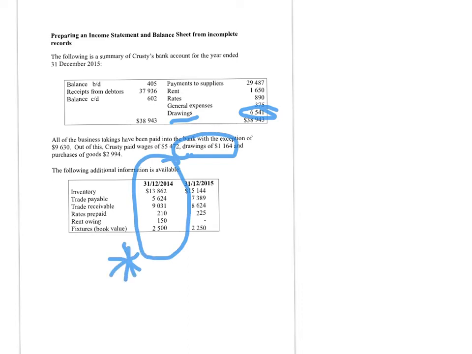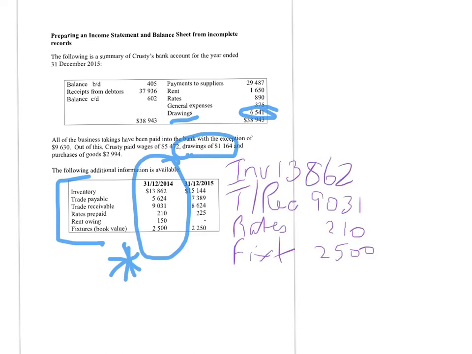This is it. Opening capital will come from there. Last year's assets minus liabilities, and you will recognize assets and liabilities in this list. So what you'll then do is list your assets, subtract your liabilities, and you'll find your opening capital. So I've made a list of assets: inventory 13862, trade receivables 9031, rates, which is prepaid last year, so it's an asset, 210, and fixtures 2500.